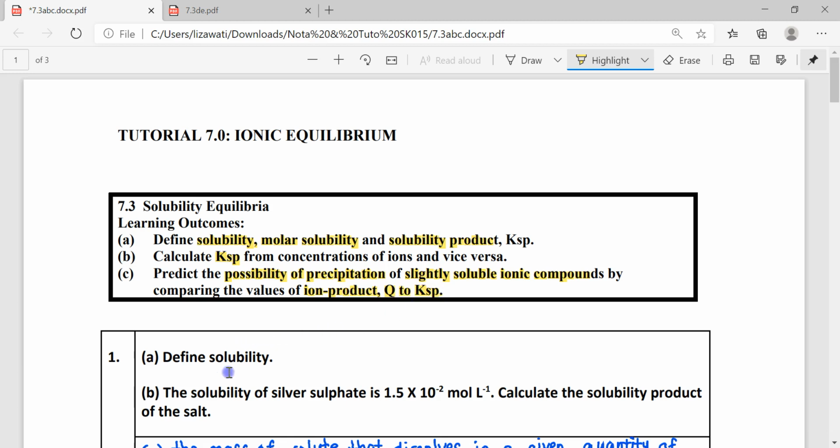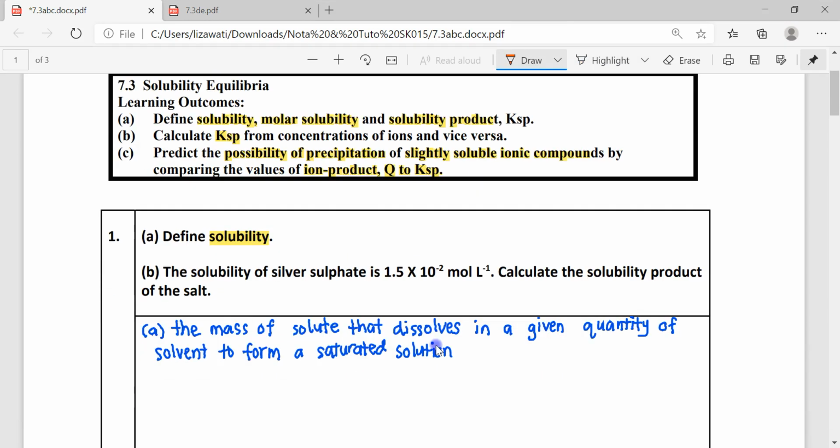Alright, so the first question 1A, define solubility. For this question, you can refer to your lecture note. So solubility can be defined as the mass of solute that dissolves in a given quantity of solvent to form a saturated solution, and the unit here is gram per liter.